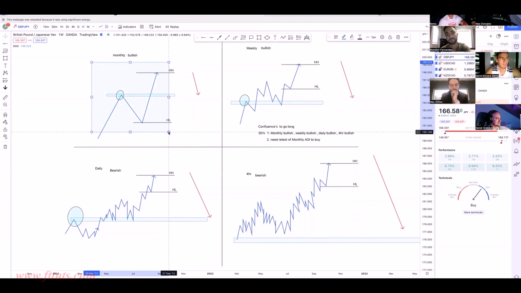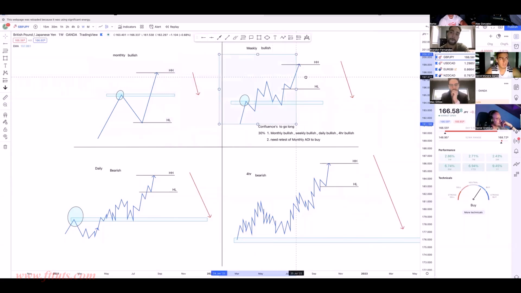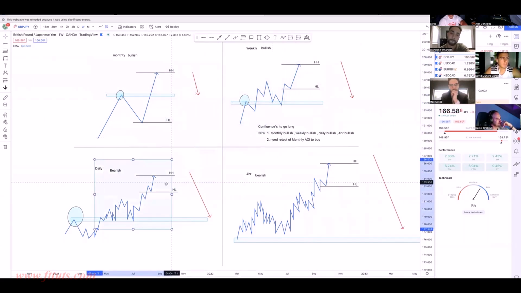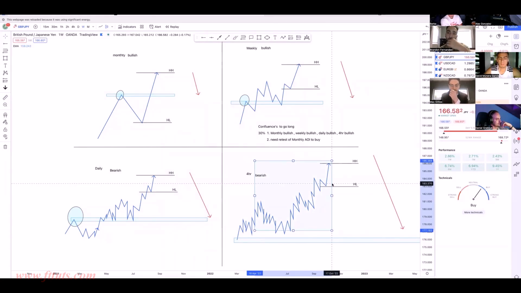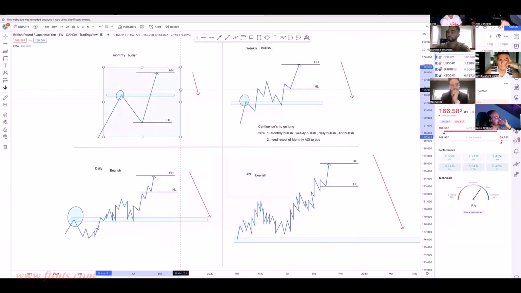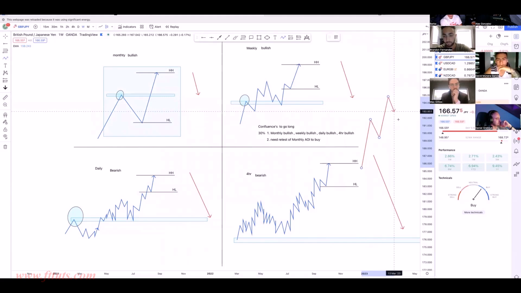All right, look. So we are bullish on the monthly time frame, right? We're bullish on the weekly time frame. We're bullish on the daily. We're bullish on the 4 hour. These are all different time frames, right? But in order for us to buy, we need a higher low. We need price to come back and then give us this higher low to then have the next potential higher high, right? But as of right now, there's no higher low. So we need this to come back and create a higher low.